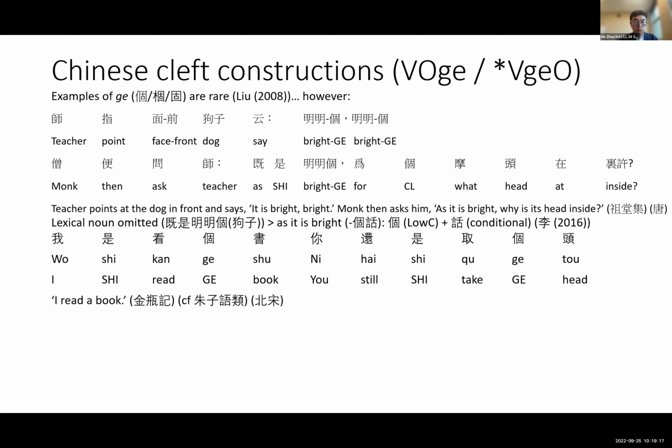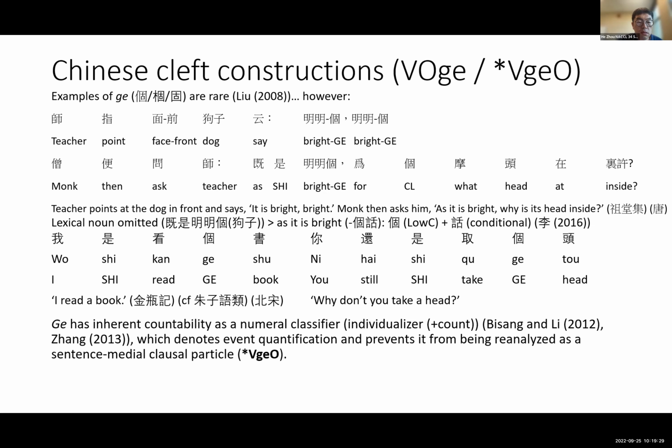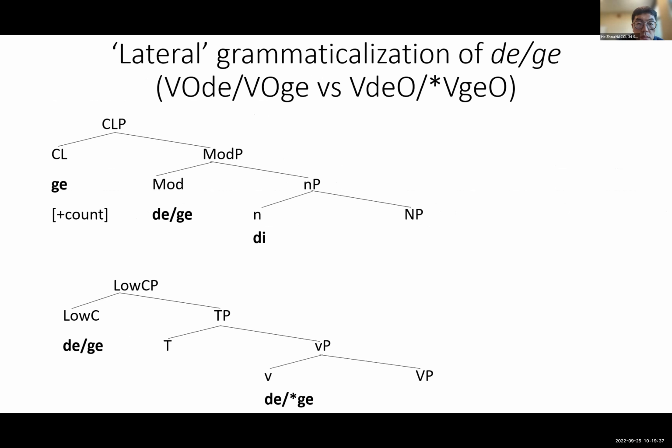VgeO, however, is a bit different. We get these examples in 精品集 and also 朱子语类 with 个 and quantification: 我是看个书，你还是举个头, etc. Here, 个 being a classifier has inherent countability, so it's harder to reanalyze these as verbal entities. Okay, this is the last slide.